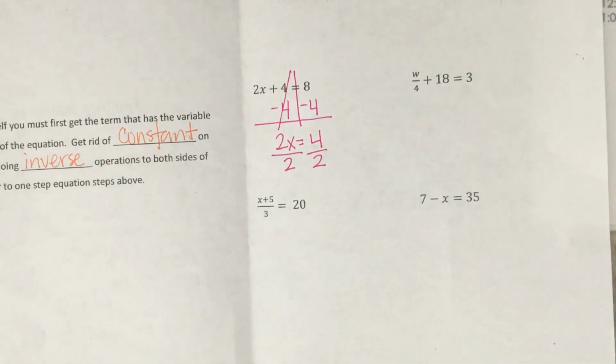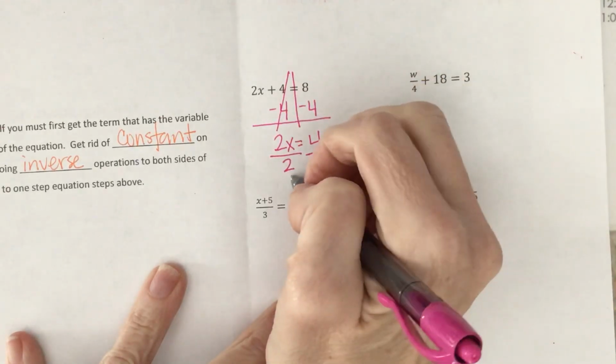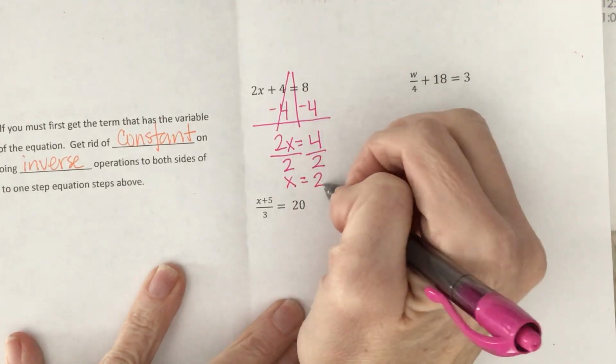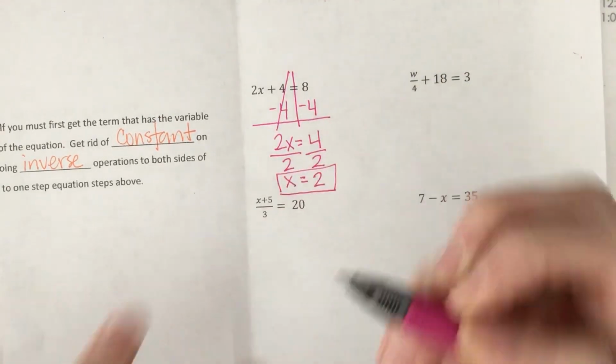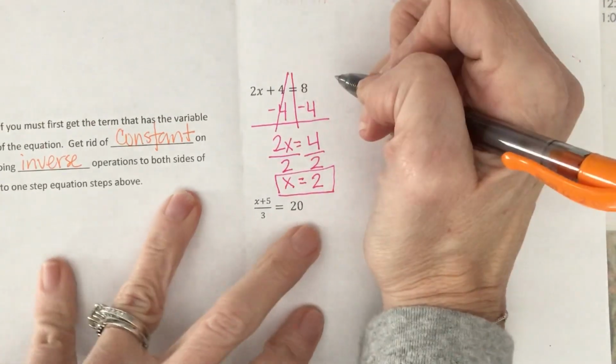Right, so 2 divided by 2, I'm left with x. And 4 divided by 2 is 2. So x is equal to 2. If I wanted to go ahead and check my answer, like I'm going to require you to do, I'm going to substitute this 2 in for x.